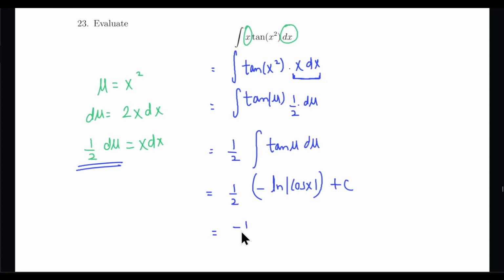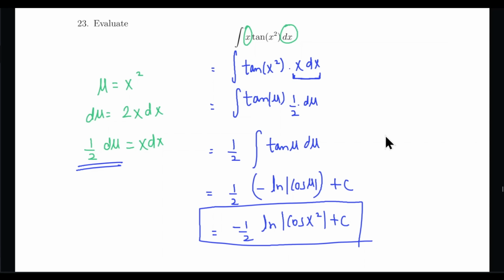So the final answer will be negative 1/2 ln of, sorry, made a mistake here, this will be u because that is in the u world. And in the final step, negative 1/2 ln absolute value of cos of u will be replaced by x squared. So it will be x square over here and plus c. So that should be our final answer. There are no options here, but yeah, this is our answer.